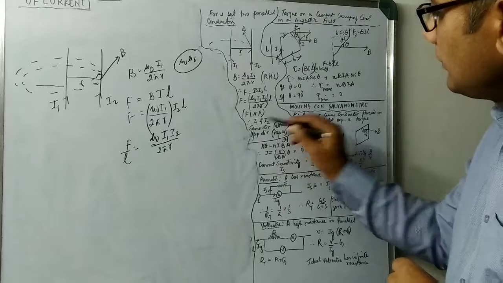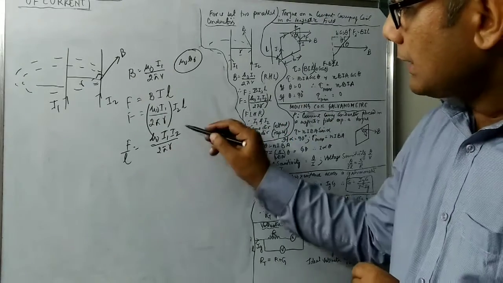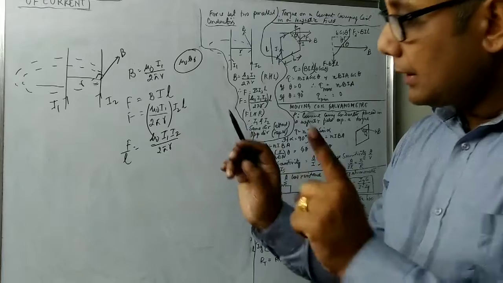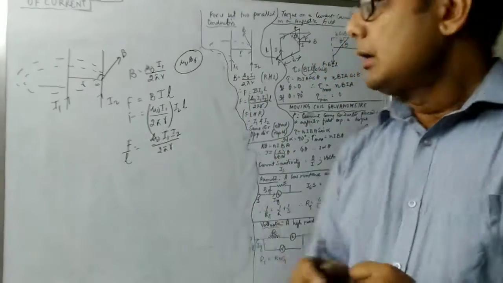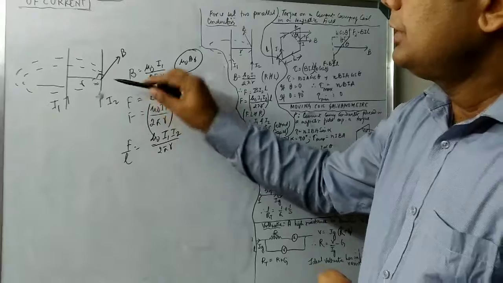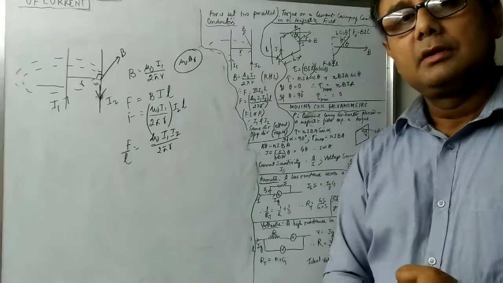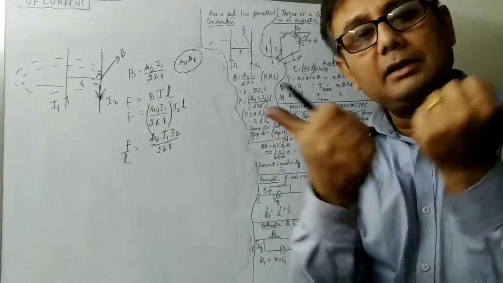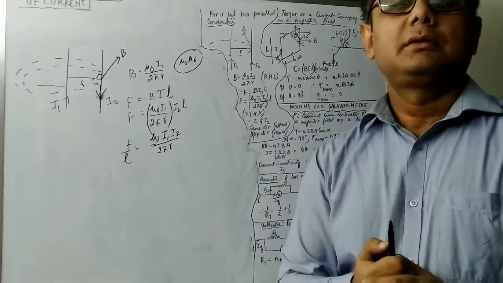So that is why here I have given that if the two wires are carrying current I1 and I2, and they are carrying current in the same direction, they will get attracted. But if they carry current in the opposite direction, then the forces will act in the opposite direction and the two wires will get repelled.